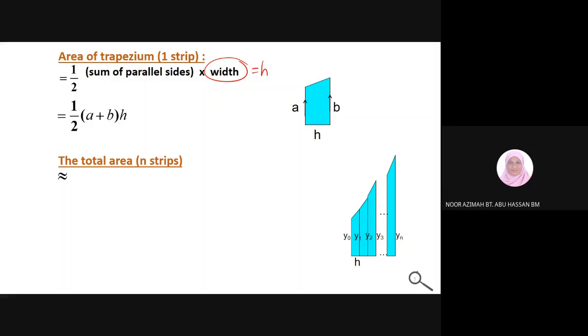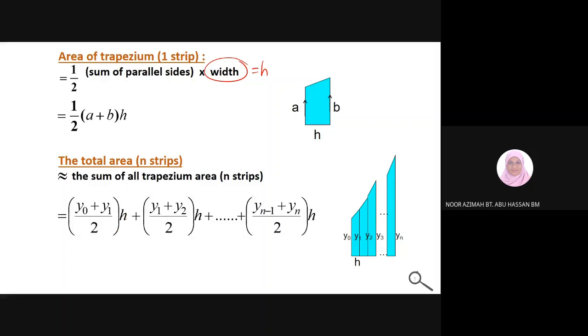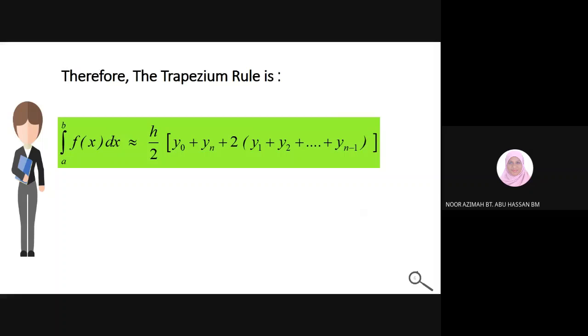So the total area of all the n strips that we have is the sum of all the trapezium areas. This will be a tedious formula to derive, but the most important thing is for you to remember the last part, the result. These are the formulas that you must remember, the trapezium rule. To find the area under the curve means to integrate from a to b of f(x), following the trapezium rule, that is h over 2, where h is our width.